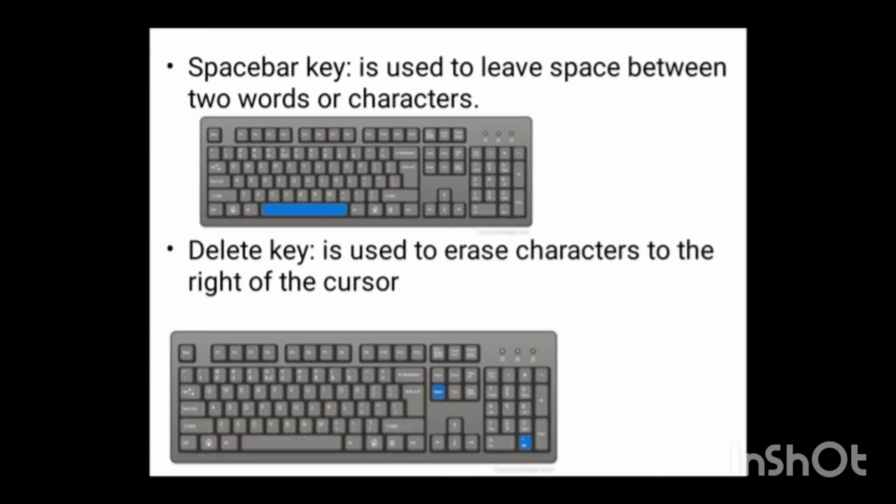Now, the space bar key. This is the longest key on the keyboard and it is used to leave space between 2 words or characters. Now, next comes the delete key. On the keyboard, there are 2 del keys. Okay, is used to erase characters to the right of the cursor.